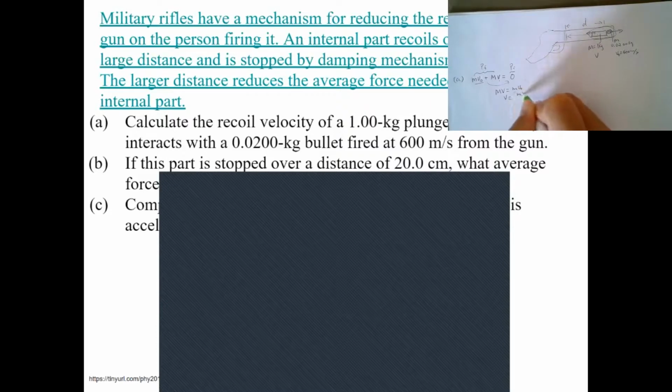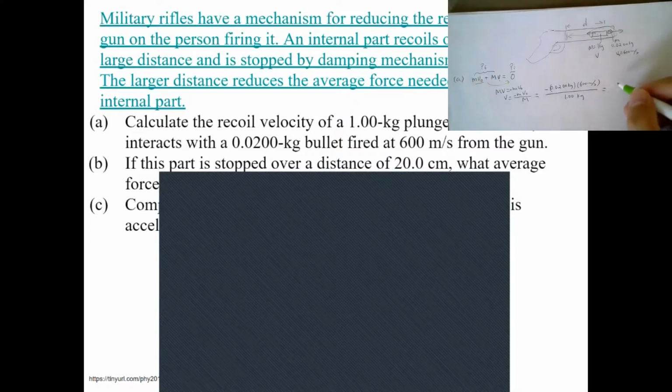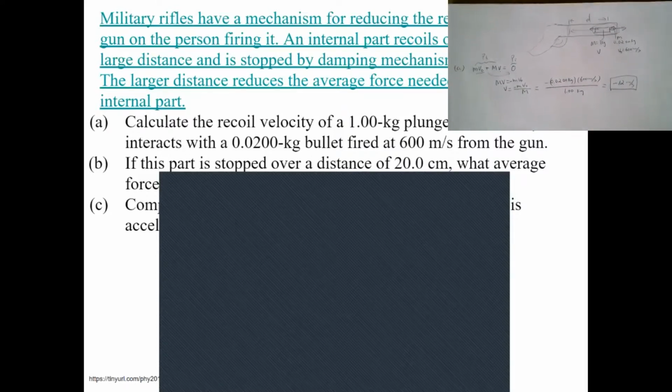So then V is equal to minus small m v0, and if you move this to the other side, it becomes minus small m v0 divided by capital M. So minus 0.02 kilogram times 600 meters per second over 1.00 kilogram. That will give you the recoil velocity of the plunger, which is minus 12 meters per second. The minus sign says it's going backward. It just indicates the direction.